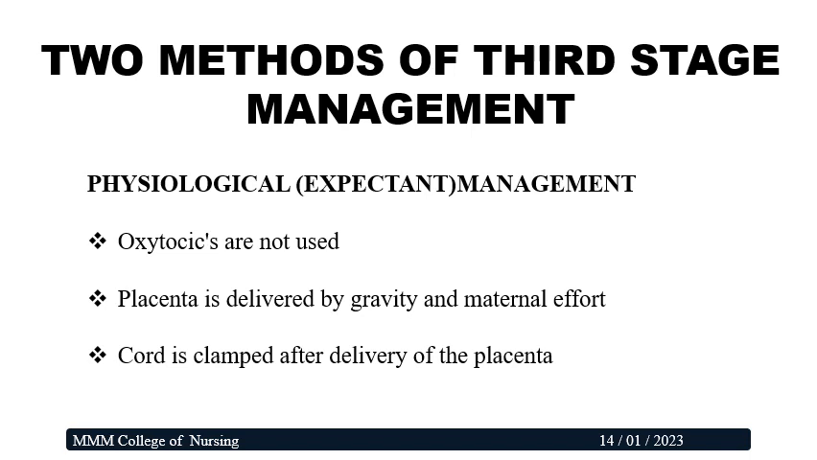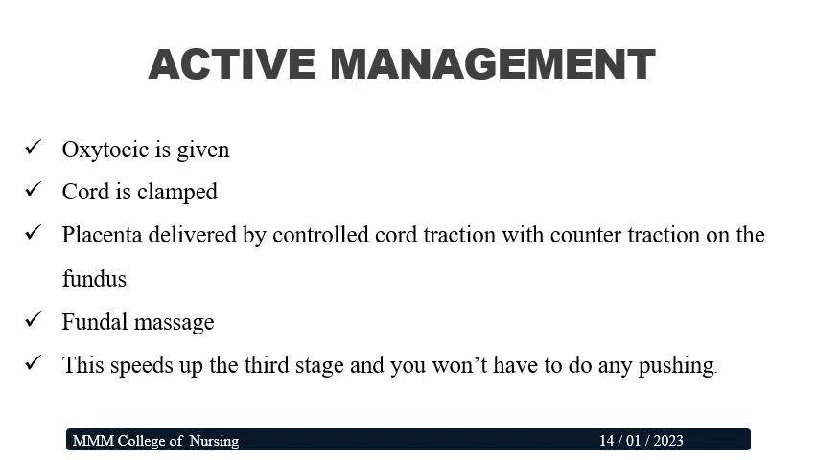Two methods of third stage management. Till now we have seen the signs and the mechanism of placental separation. Now we are going to see the management of the third stage of labor. There are 2 methods. The first method is the physiological or expectant management. Here we do not administer any uterotonic drug. The placenta is delivered by gravity and maternal effort, and the cord is clamped after the delivery of the placenta. The second method is the active management, that is AMTSL.